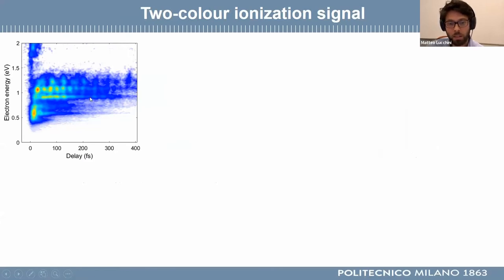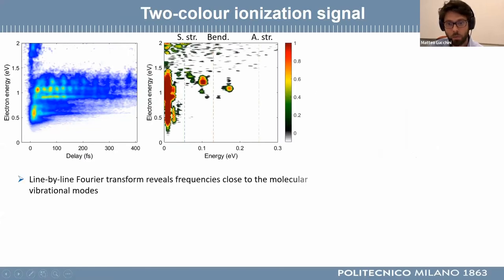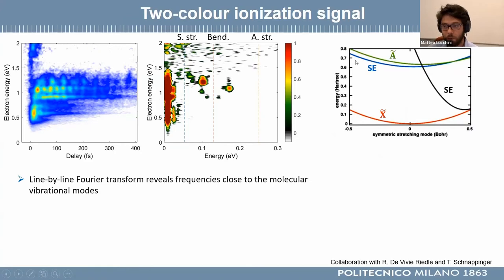If we take the signal and we do a line-by-line Fourier transform, we can see, for example, that all the frequencies are not equally distributed in electron energy. They are somehow related to the normal modes of the neutral molecule, the symmetric and asymmetric stretching, and the bending. Not exactly the same, of course, because we are talking about superexcited states. But interestingly enough, they are also distributed in energy, which usually happens when the final state is a repulsive state. But in our case, we are actually going from a bonding state to a bonding state for the cation.